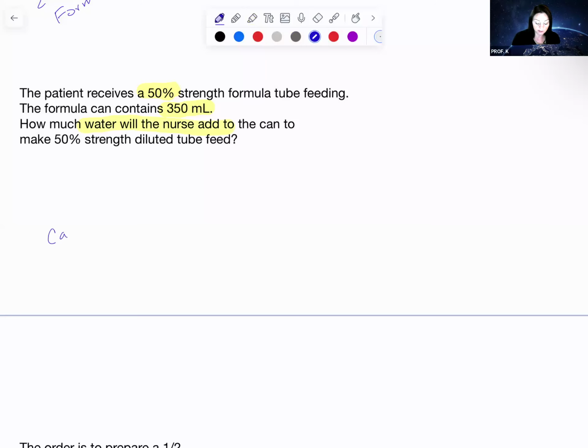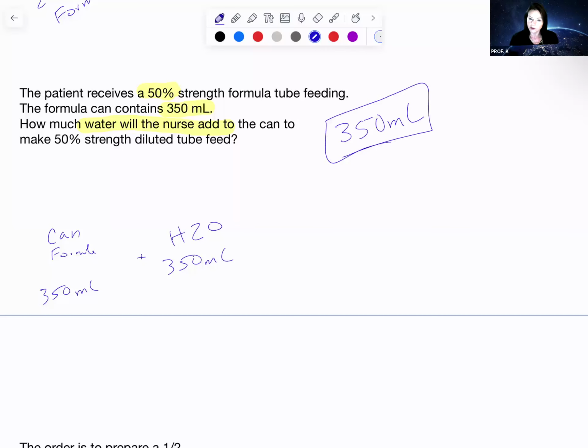So the can of formula is 350 milliliters. To make it half strength or 50%, I have to add the same amount of water. The question says, how much water will you add to the can? The answer is 350 milliliters of water. That's your answer. So that's simple, right? Can you guys understand that concept? You're basically diluting it with the same amount. That's how you make it half strength.